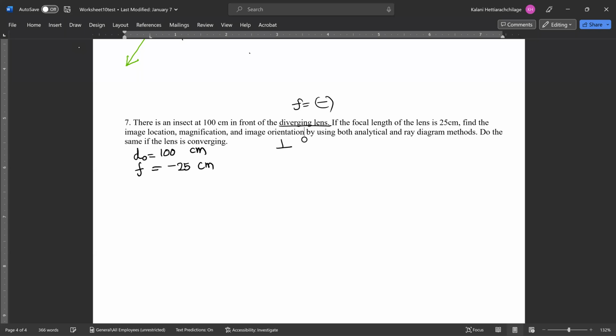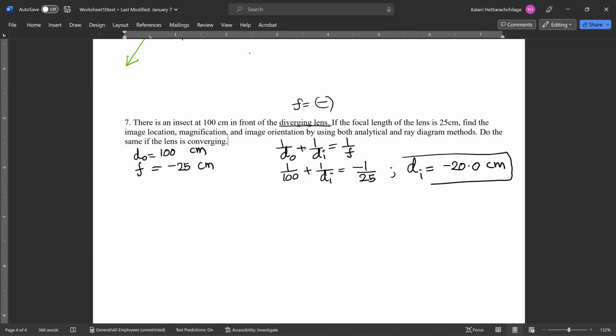So we're going to use the lens formula or mirror formula, 1 over d naught plus 1 over di equal to 1 over f, and that means 1 over 100 plus 1 over di is going to be equal to negative 1 over 25. You can find di from this. What I have for this is negative 20 centimeters. That will be the location of the image. That is virtual, as we expected, as always for the diverging lens.